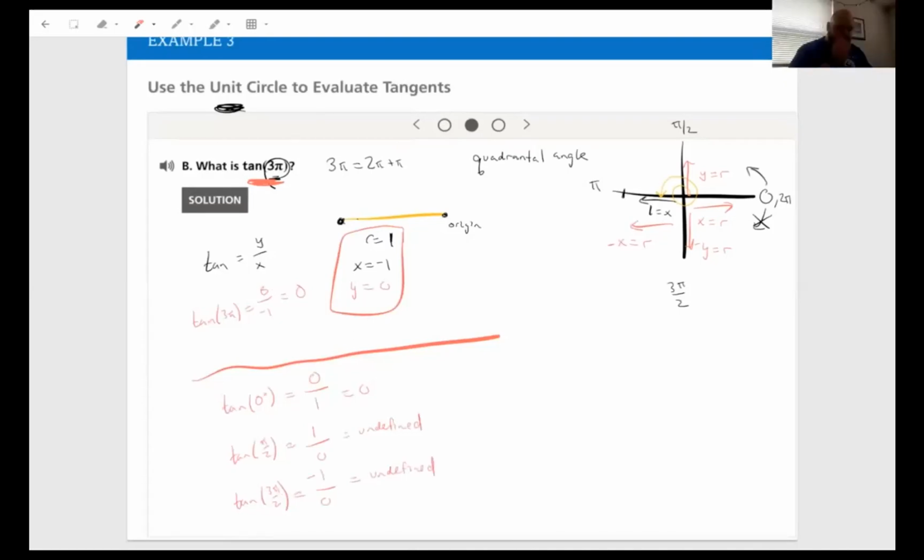So just keep those things in mind as you're going through the homework or the classwork. They'll come up at some point. That's example 3. Let's move on to example 4.